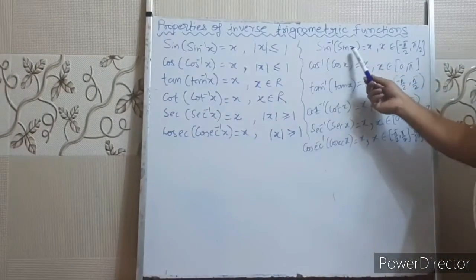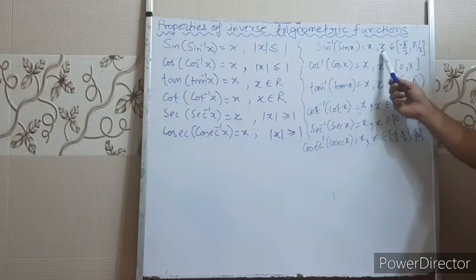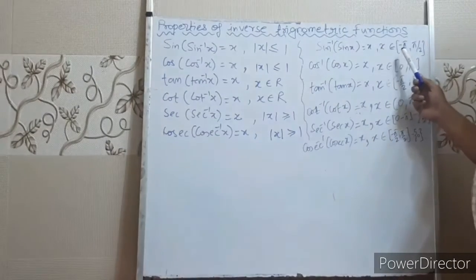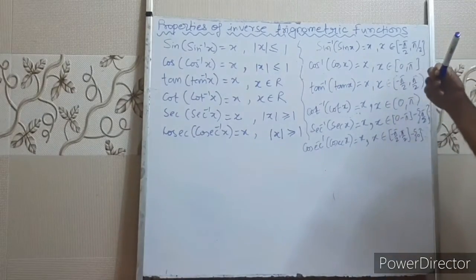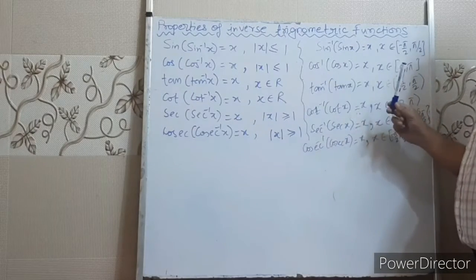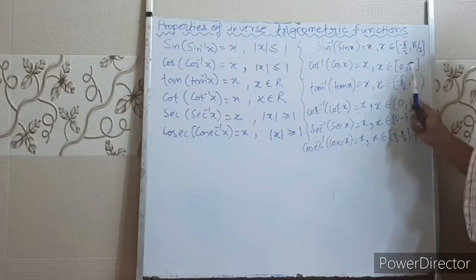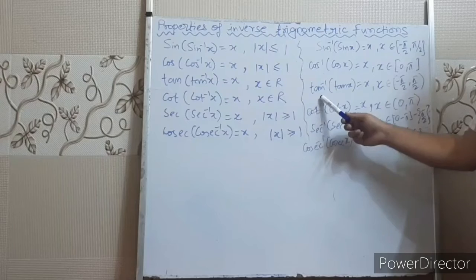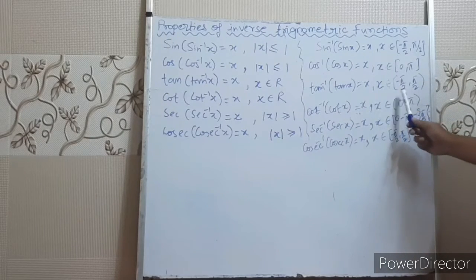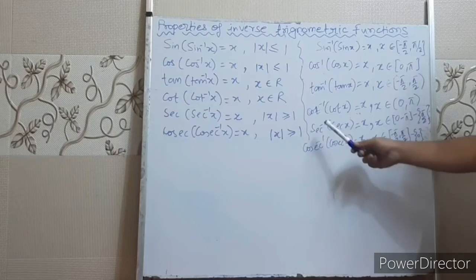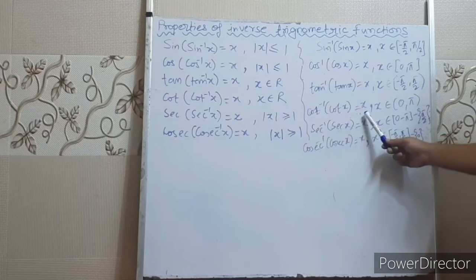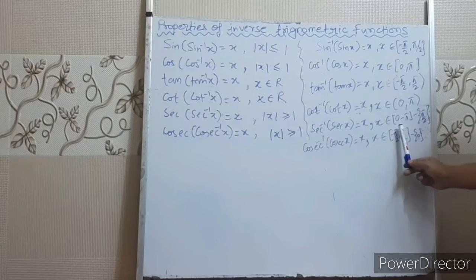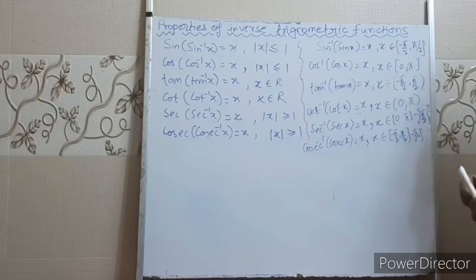Here we can see that sine of sine inverse x is equal to x, and the value of x will be in the principal value branch. That means in between minus pi by 2 and pi by 2, closed interval. Cos inverse cos x is equal to x. X will lie between 0 to pi, which is the range of cos inverse x. Now tan inverse of tan x is equal to x, open interval minus pi by 2 to pi by 2. Cot inverse cot x is equal to x, open interval 0 to pi. Sec inverse sec x is equal to x, closed interval 0 to pi except pi by 2.